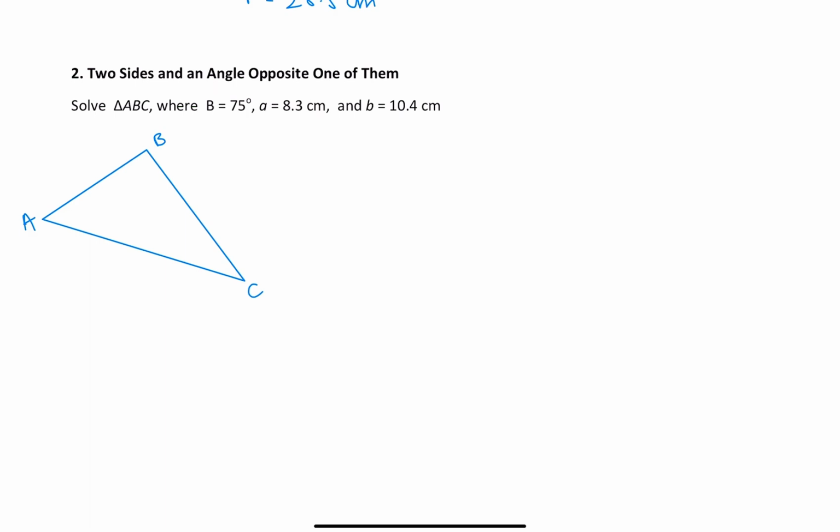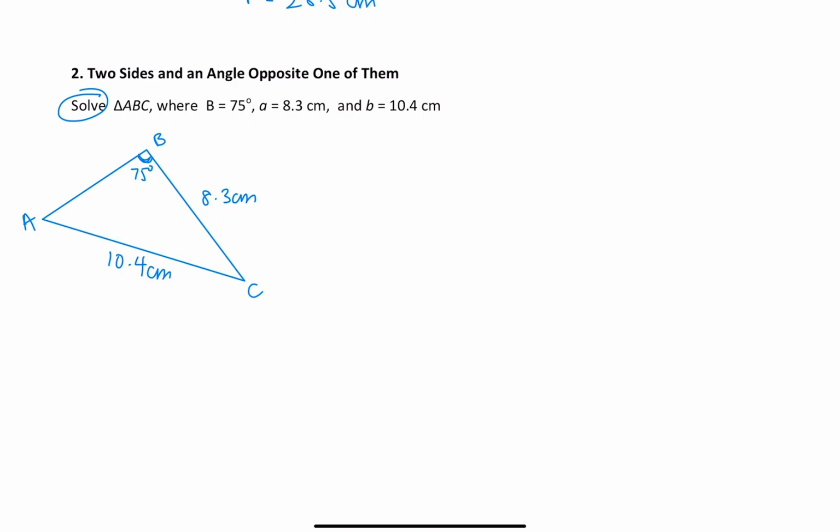So we're told that angle B is 75 degrees. So this is 75 degrees. Little a is 8.3. So that means that this side length has to be the one that's opposite angle A. So angle A is here, which means that this side is 8.3 centimeters. And we're also told that little b is equal to 10.4. So little b has to be opposite angle B. So find angle B wherever it is on your triangle and label the opposite side. So this is 10.4 centimeters. And again, we're asked to solve triangle ABC.